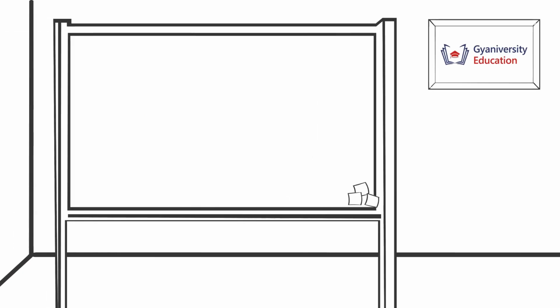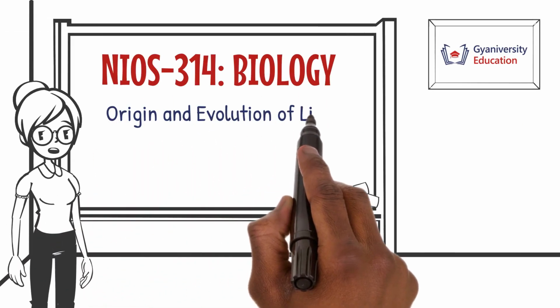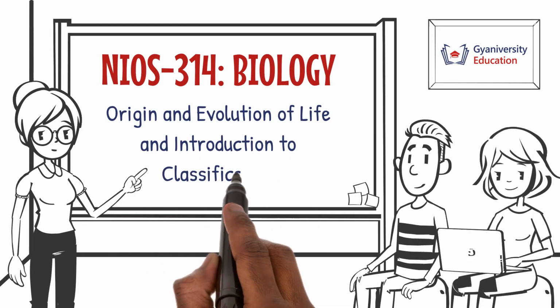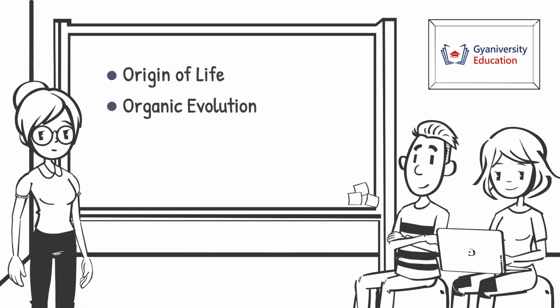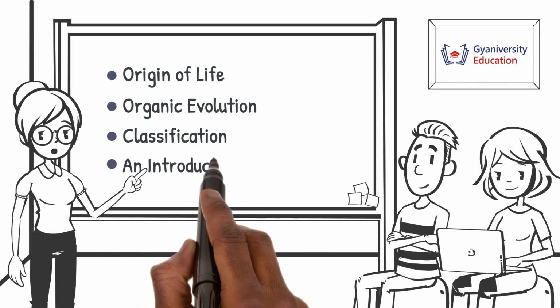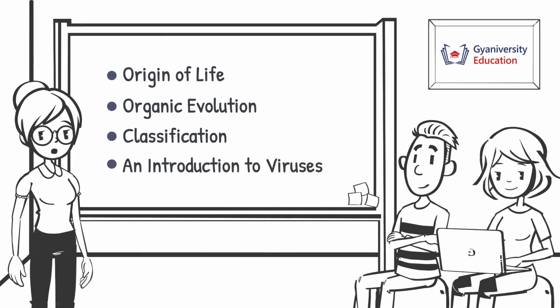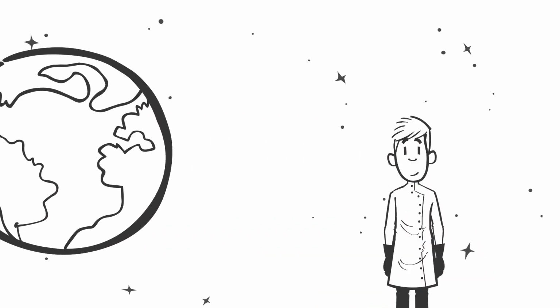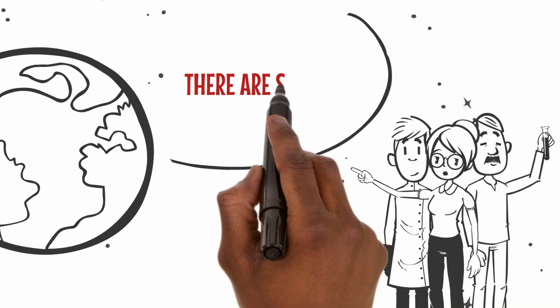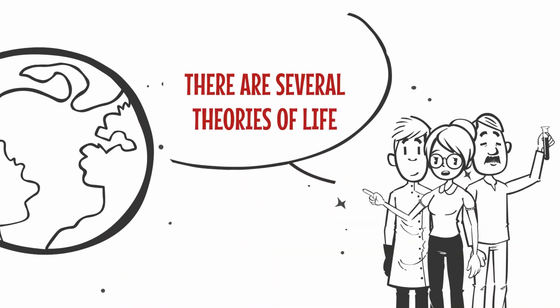In this biology lesson on origin and evolution of life, an introduction to classification, we will explore the origin of life, organic evolution, classification, and an introduction to viruses. Earth was created 5 billion years ago. Scientists have proposed several theories to explain life's origin.